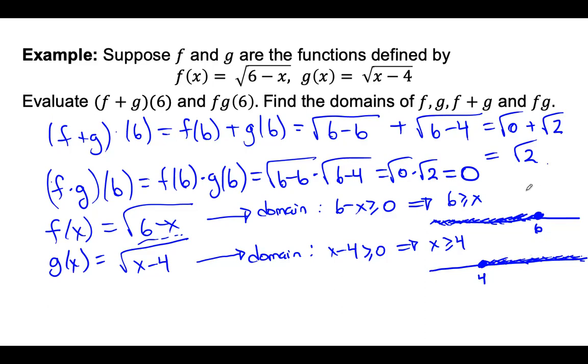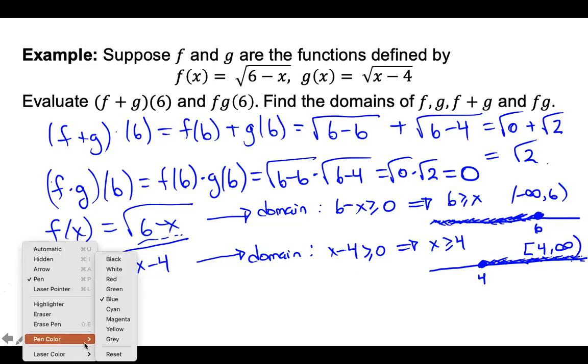So we could label this. This one goes from negative infinity to 6. This one goes from 4 to positive infinity. Okay. So that was the domain of F and the domain of G. For F plus G and the product, let me write a little note. So that was the domains of those.